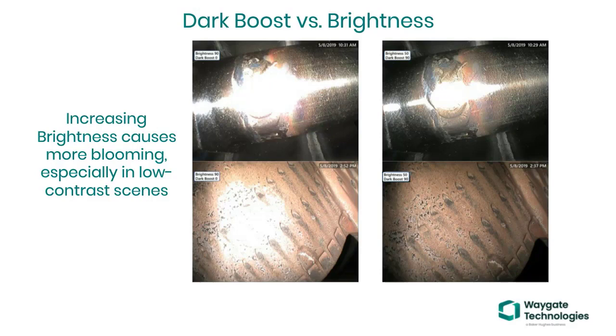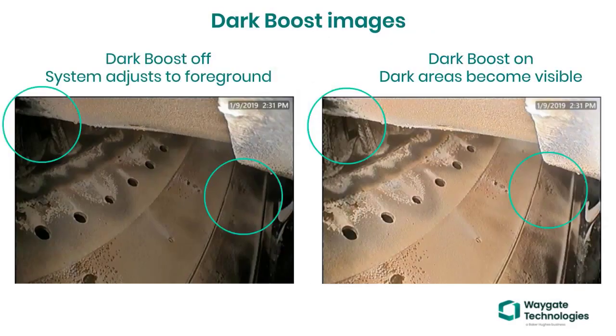Notice how more of the heat-affected zone and weld toe is apparent in the right weld image in the top left. Also, because in stereo measurement, pixel matching is so important, Dark Boost can be a way to get a more measurable image. Let's look at another example on the next slide.